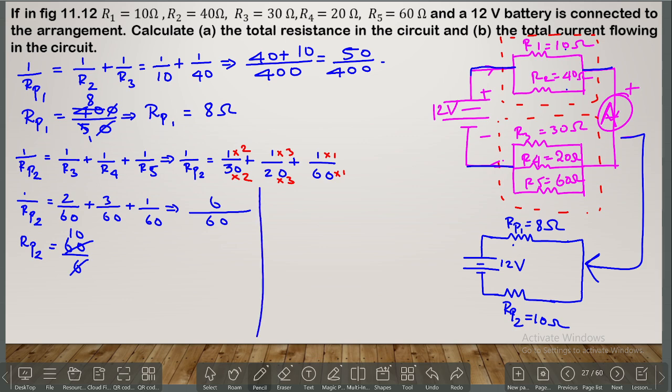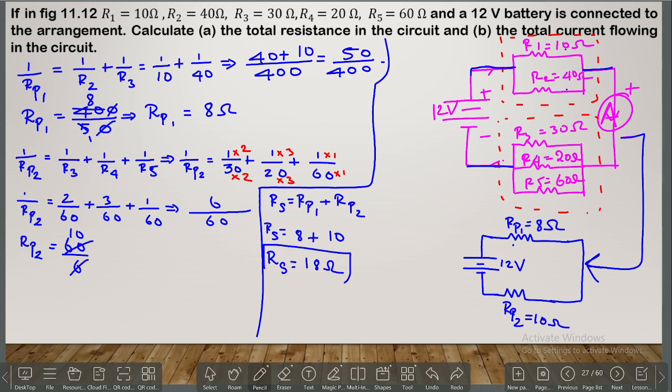So what is the formula? Rs is equal to Rp1 plus Rp2. What is the value of Rp1 we calculated? 8, and Rp2 is 10. Then what will be the overall net resistance? Rs is equal to 18 ohm. This is the total resistance of the circuit.